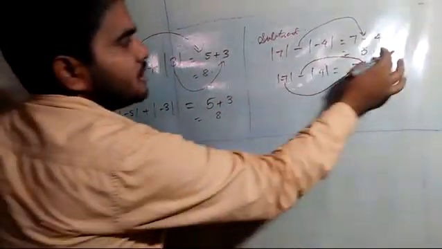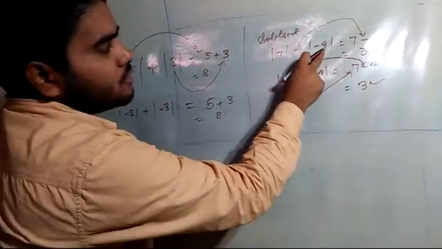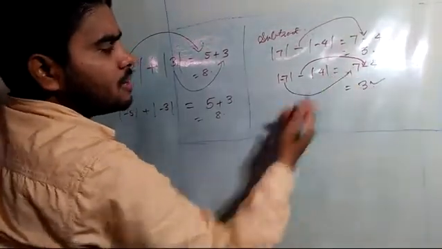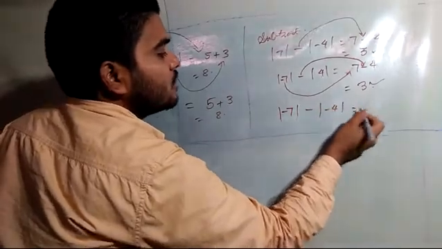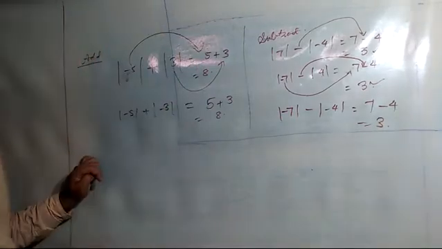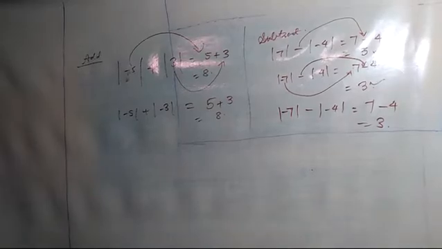So if you see, the answer is always the same, positive. If I have mod of -7 minus mod of -4, then also it will be 7 minus 4, that is 3. So this is the meaning of absolute value of integers, and this is how we are going to do operations on these values. Now addition and subtraction of numbers, I hope all of you know.